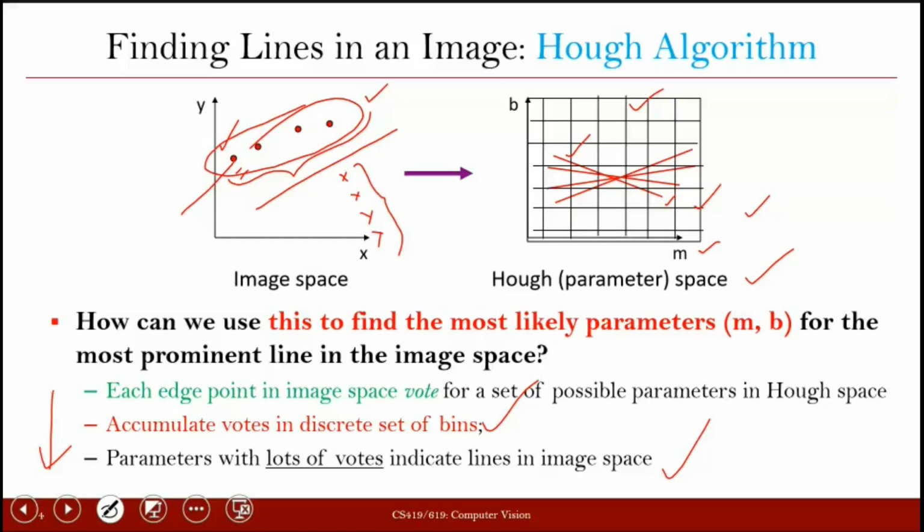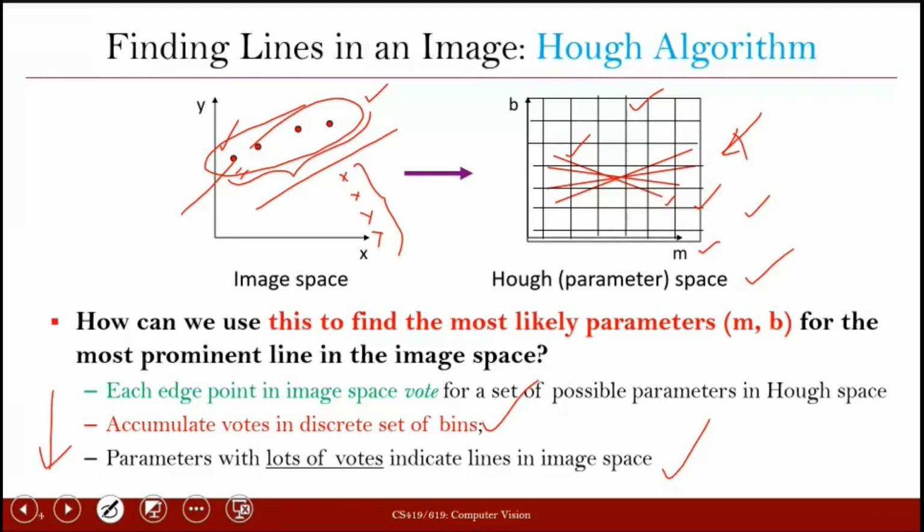This is important to note: if you have only one point in the parameter space where a lot of votes are cast, that shows that there is only one line. But if you have, let's say, 2 points where multiple votes are cast, that shows that you have 2 lines, and so on. So if you have n places in the parameter space where more votes are cast, we can conclude that we have n lines in the image space.